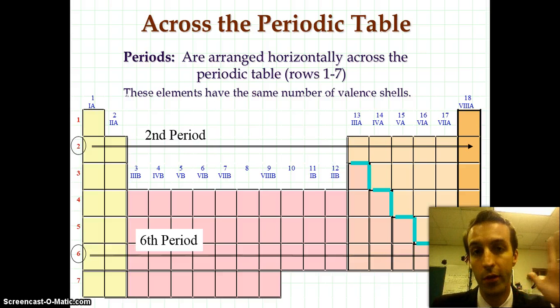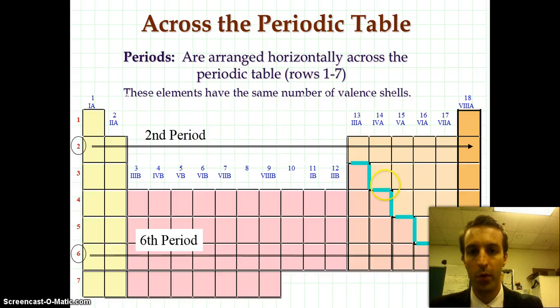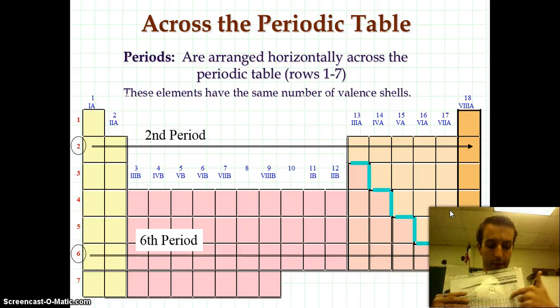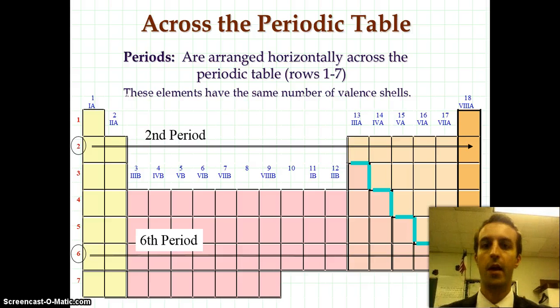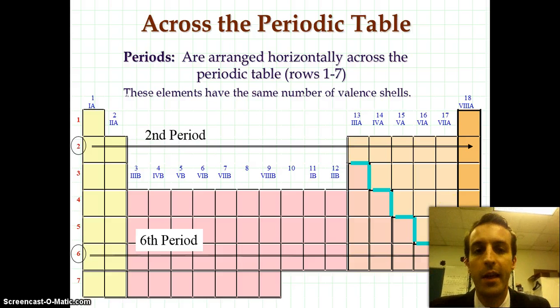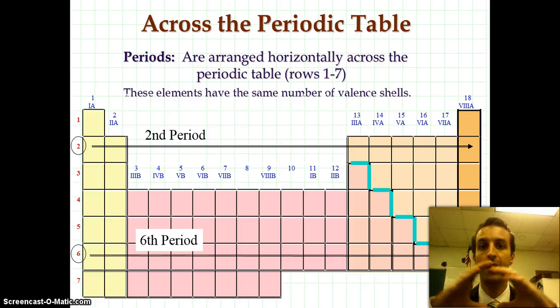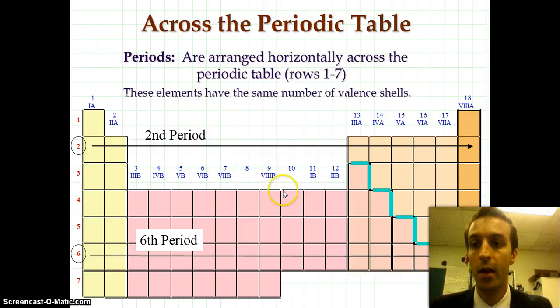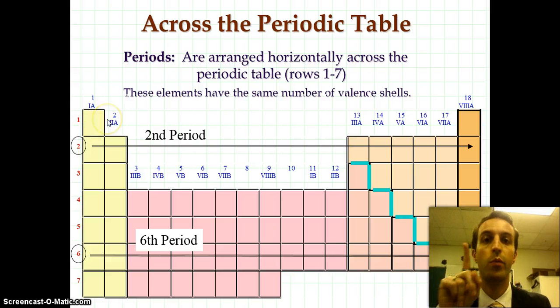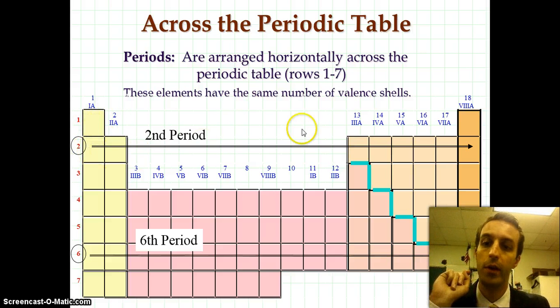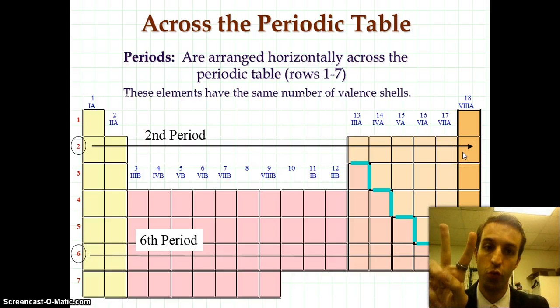Now, how is another way that the periodic table is arranged? Remember that the first thing you have are periods. The periods are the rows that go across, 1 through 7, just like this. And remember that all the elements in a row have the same number of valence shells, the same number of electron energy levels. That is to say, if you're in period 1, you have 1 valence shell. If you're in period 2, you have 2 valence shells, and so on and so on and so on.